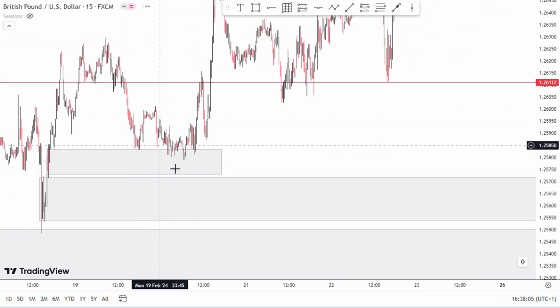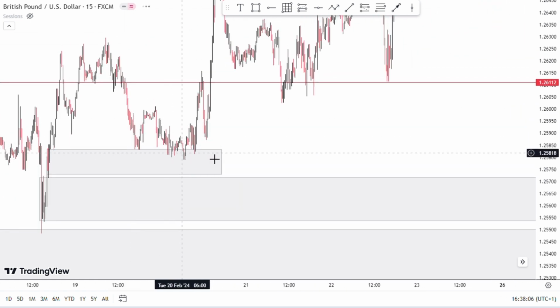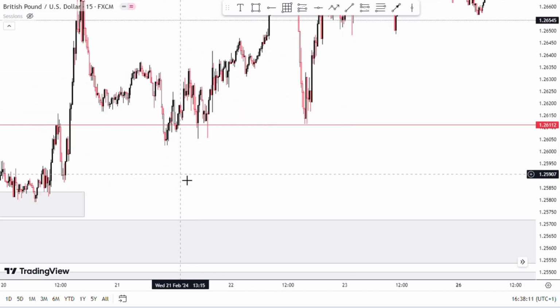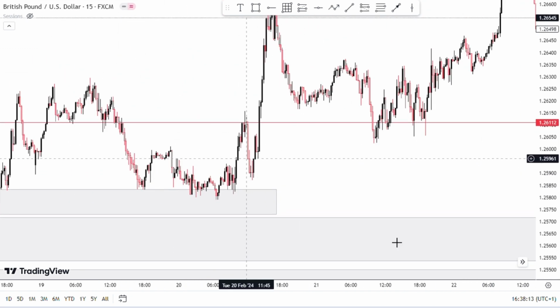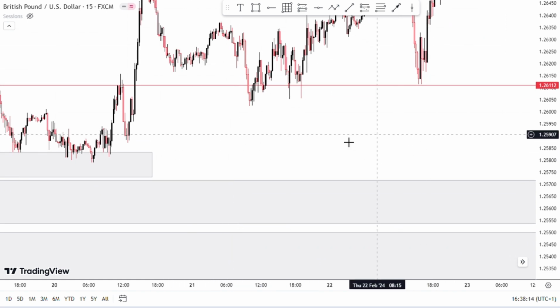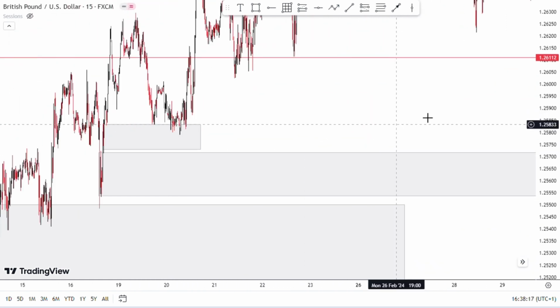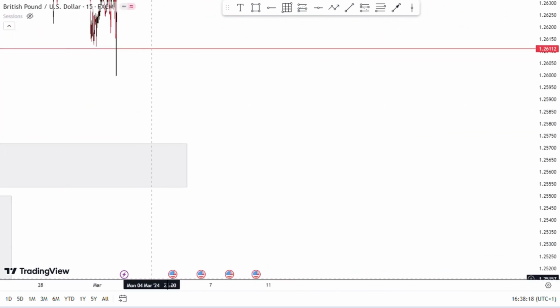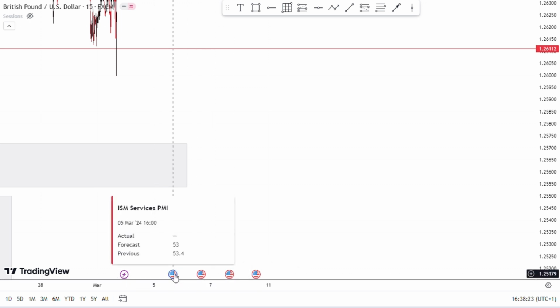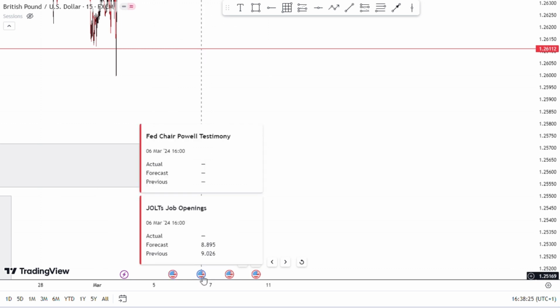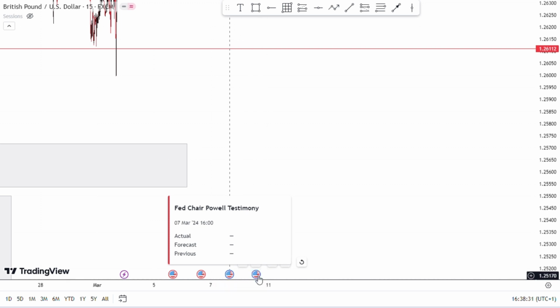You understand? So price is going to take all this low as liquidity. So price is going out for liquidity. Some people are going to enter a trade from this area using this order block, and the price is going to stop everybody out. And then we have a lot of news next week. Can you see we have this news that's going to occur next week? ISM. Can you see we have another news? Fed. We have job openings. We have a lot of news next week.